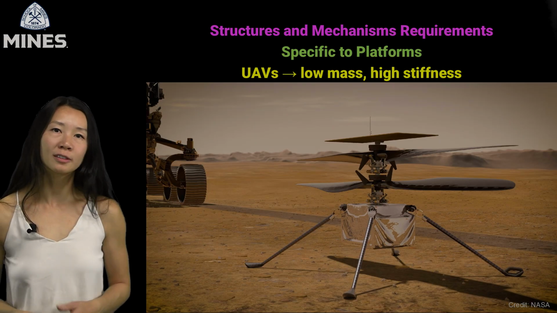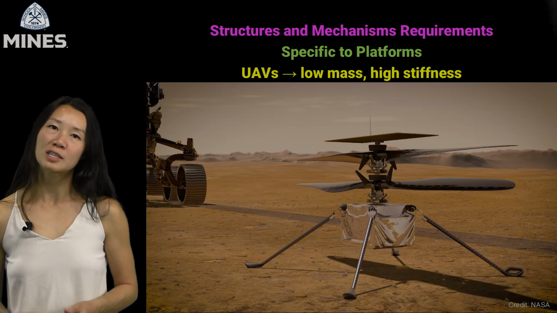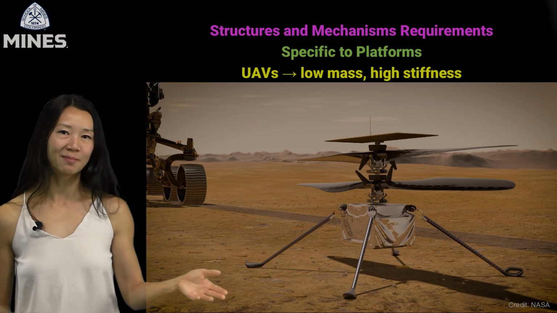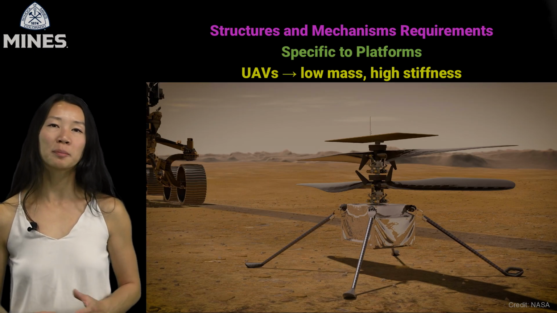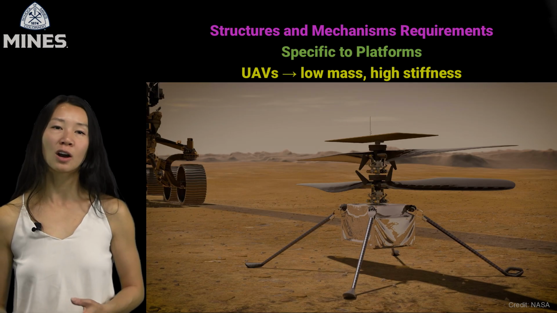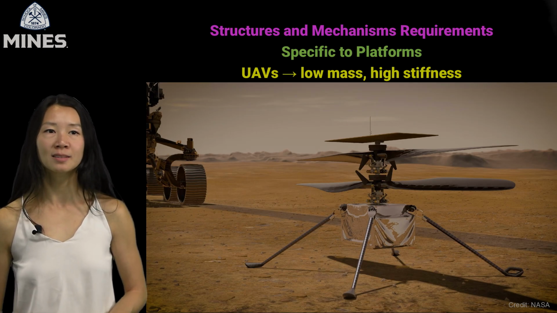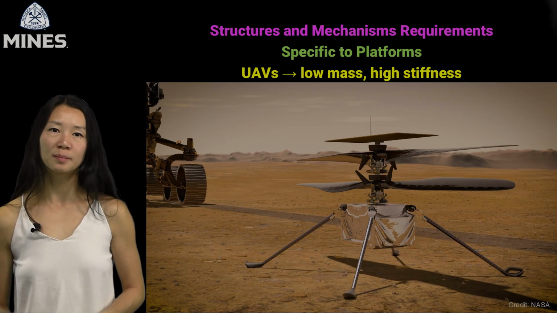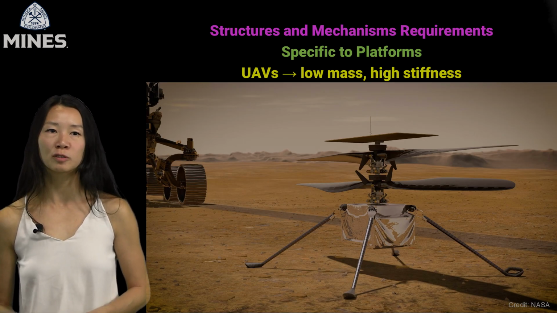UAVs, short for uncrewed aerial vehicles, like the Mars Ingenuity helicopter, have to survive launch, landing, and roving, and if it gets to flying, the top priorities for the structural design are low mass and high stiffness. We already covered these in an earlier slide, but here's what makes them absolutely critical for flight.